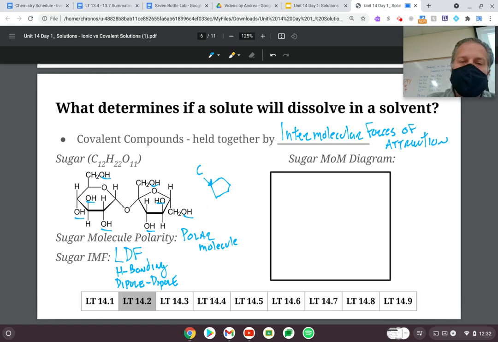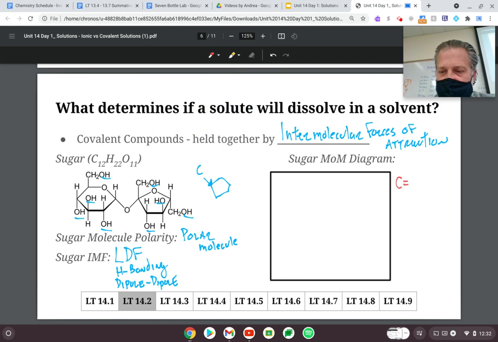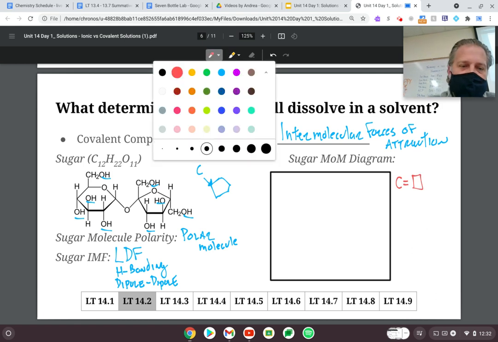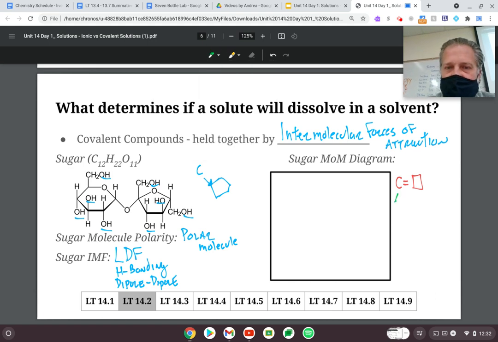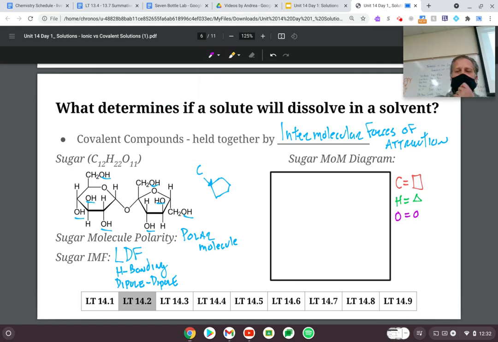So if I was going to draw a MOM diagram for sugar, I'm not going to draw all that business because that seems like a lot of shapes. So I'm just going to do three separate shapes. Carbon will be, let's say, a square, hydrogen will be a triangle, and then we'll say oxygen is a circle. If I was going to draw this as a shape, I'm just going to really simplify this structure. I'm going to have them all bonded together, and I'm going to do a few of them. So it will look something like this.